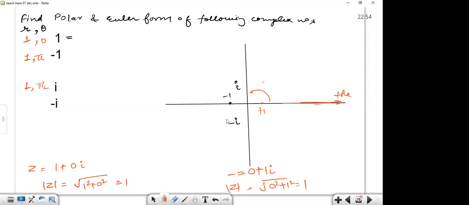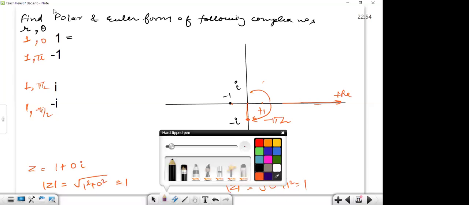So if we talk about minus iota, what is its length from the origin? 1. Yes. What is the angle? Is it minus 90? Yes, very good. Minus 90. So simple. Now our job is done.